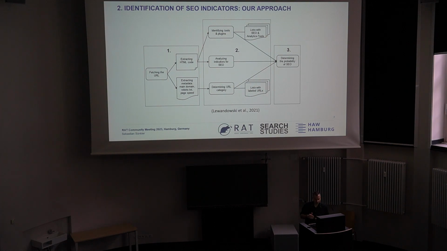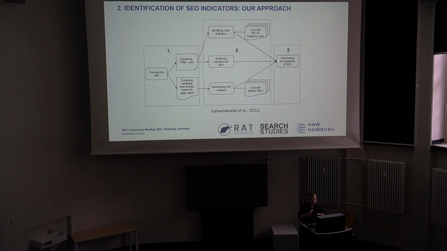You can see 3 steps. The first step is that we fetch the content from the URL by extracting the HTML code and also extracting metadata like the main domain, robots.txt content, and the page speed. In the second step, we identify tools and plugins in the source code. So there are tools and plugins available to support your search engine optimization.